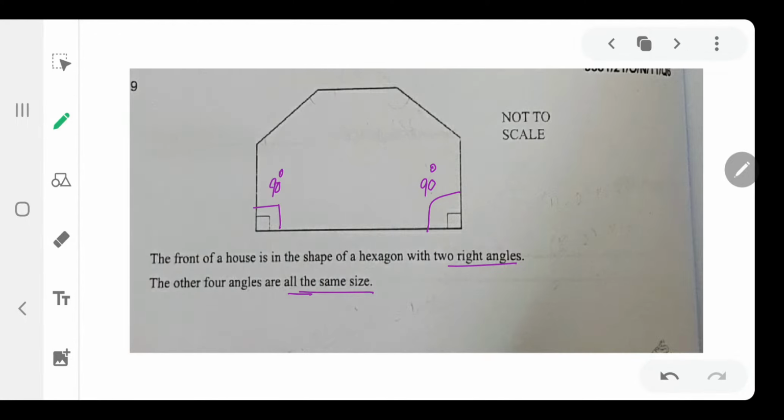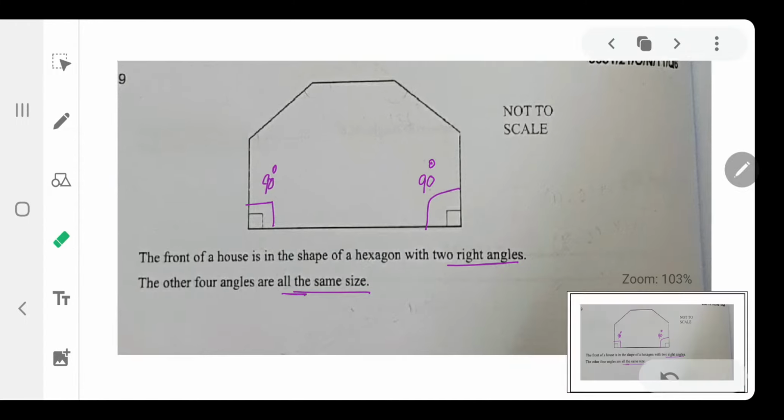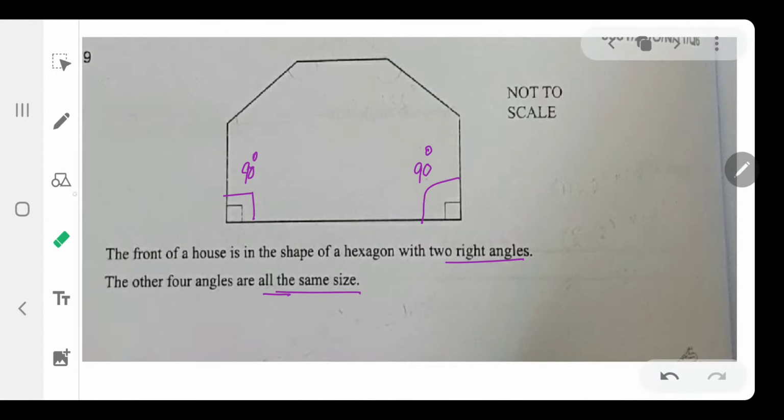So, we have to find out what this angle will be, one angle, this angle, and all these interior angles. Now, because this is a hexagon, we are interested in finding the sum of the interior angles of a hexagon. We use the same formula, which is n minus 2 multiplied by 180 degrees, to find the sum of interior angles of this hexagon.